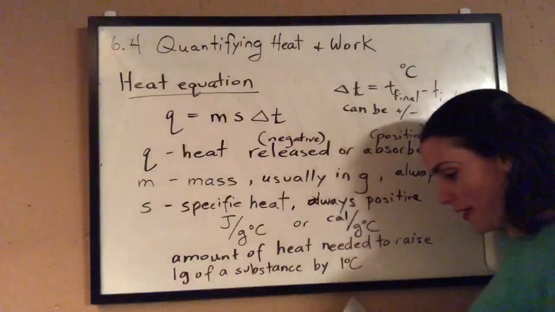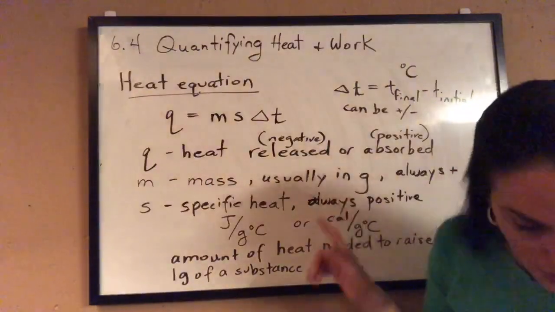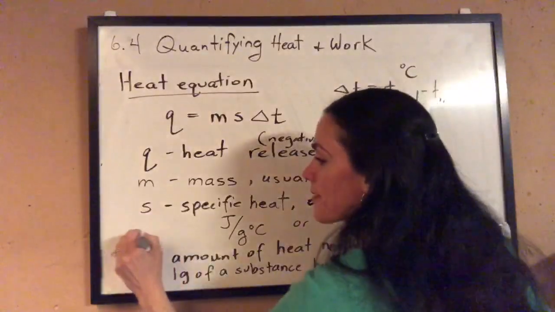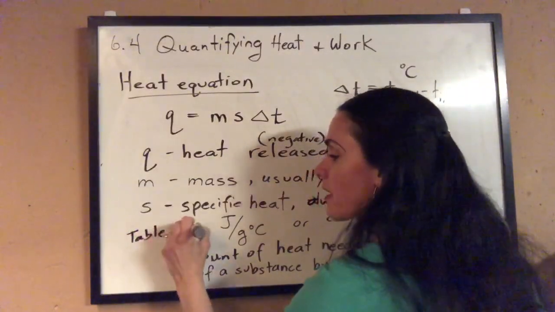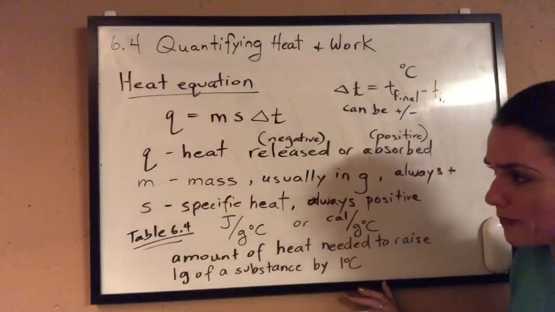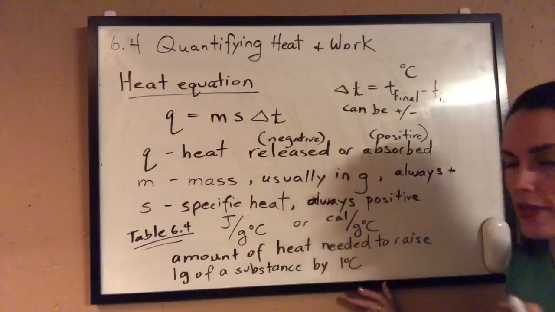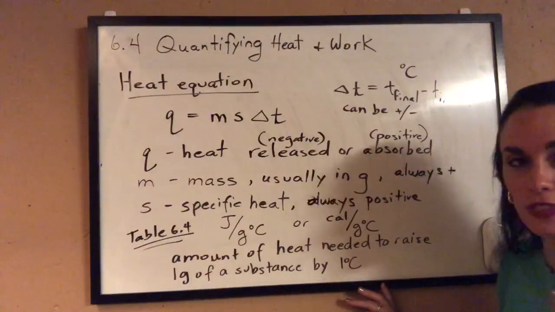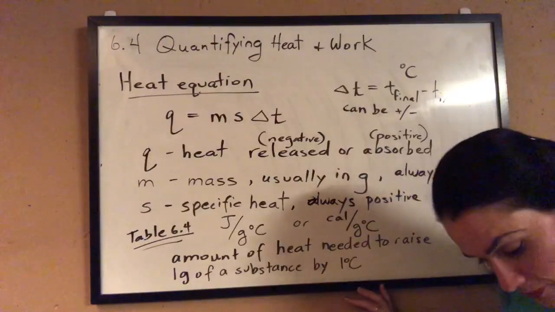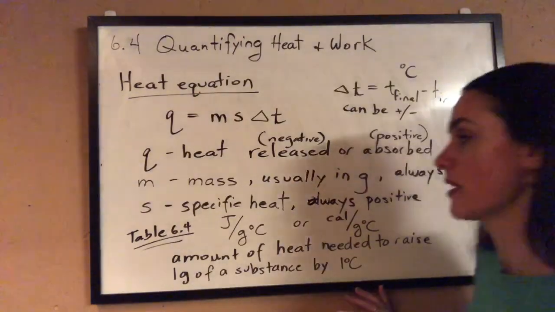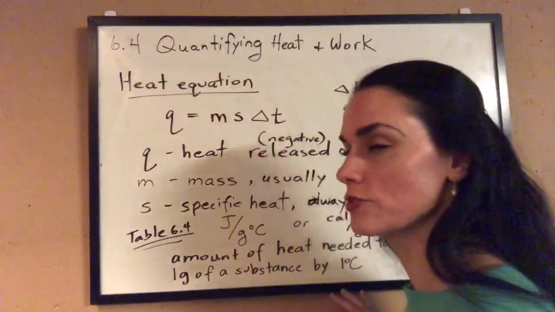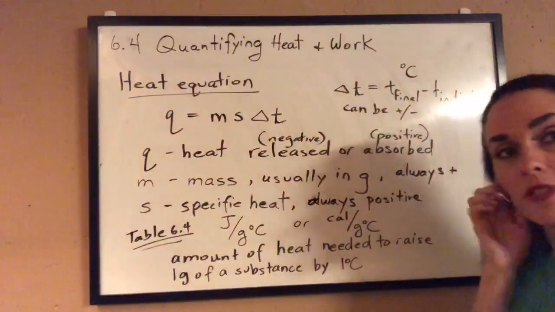So specific heat, in your textbook, you have in table 6.4, specific heat values for different substances. When you look at that table, you'll see that out of all the substances listed, water has the highest specific heat. Water has a very high specific heat, 4.184 joules over grams times degrees Celsius.